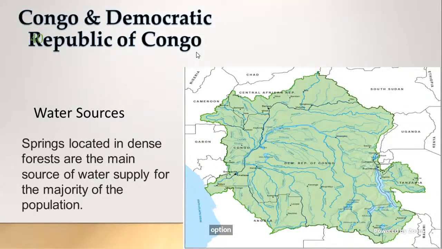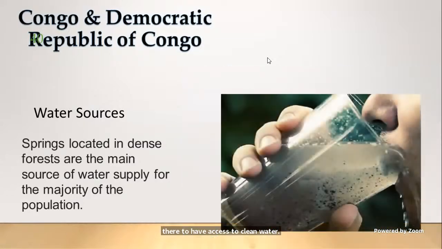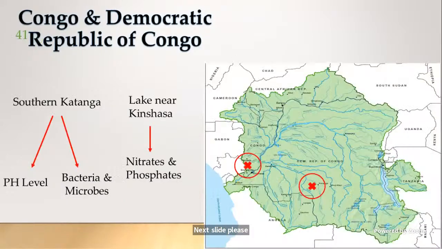In Congo and Democratic Congo, most water sources come from springs in dense forests. It does have Africa's largest freshwater resources, but unfortunately, it has very low rates of clean drinking water, and only 46% of the population there have access to clean water. Next slide, please. Next. So in Congo, we should look at testing pH levels, bacteria, nitrates, and phosphates.